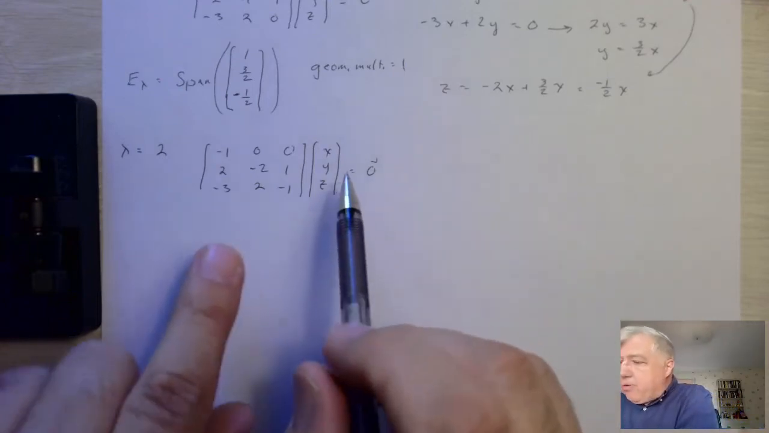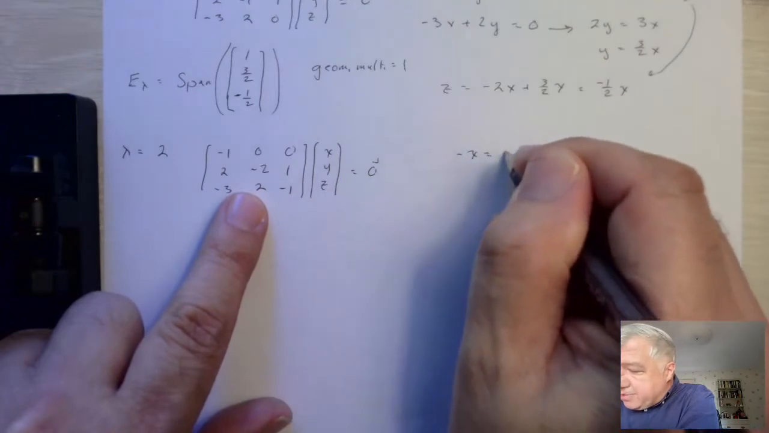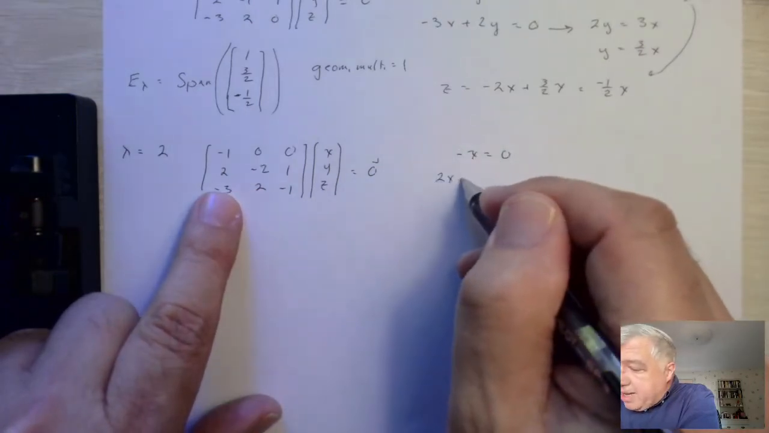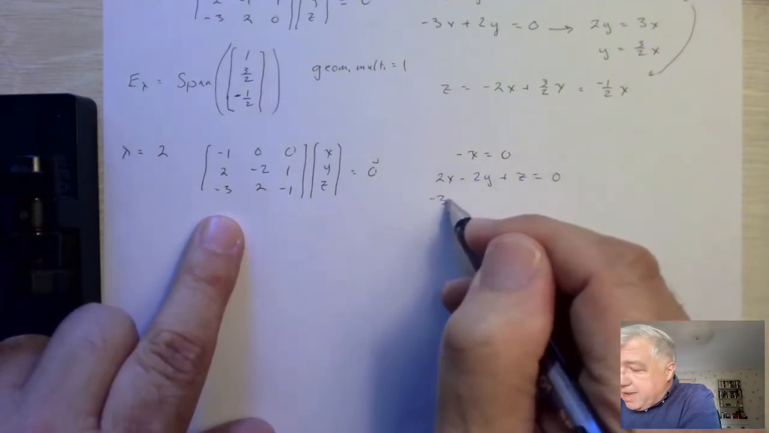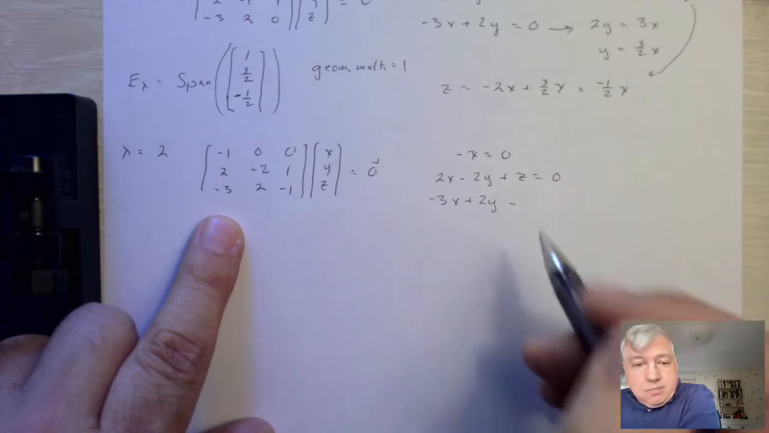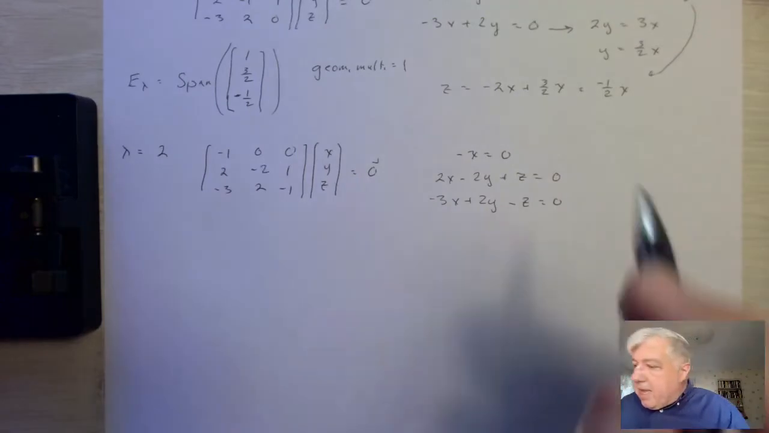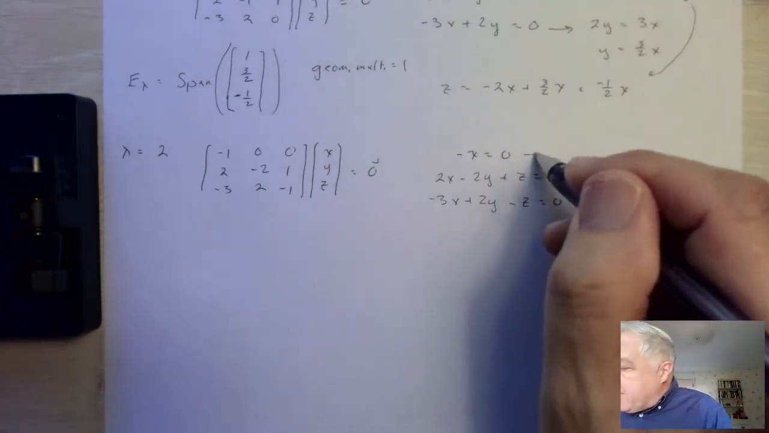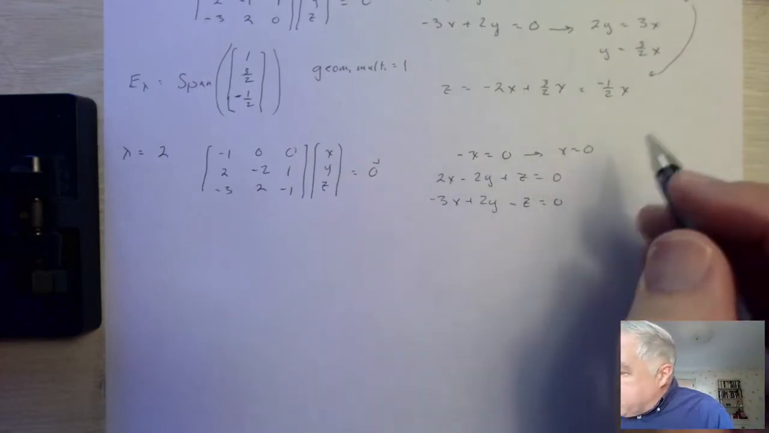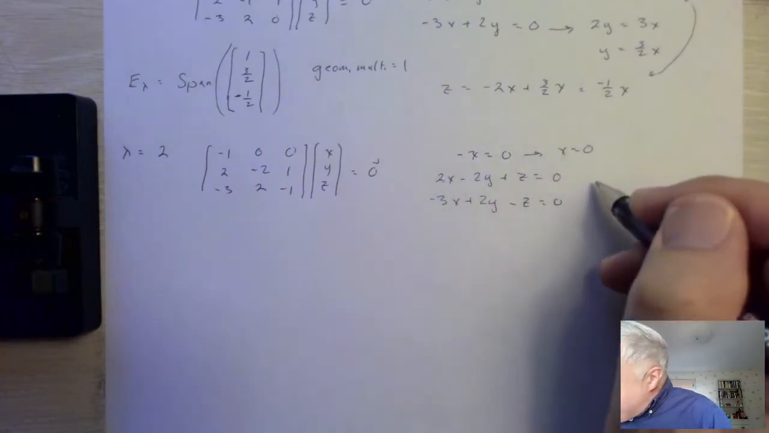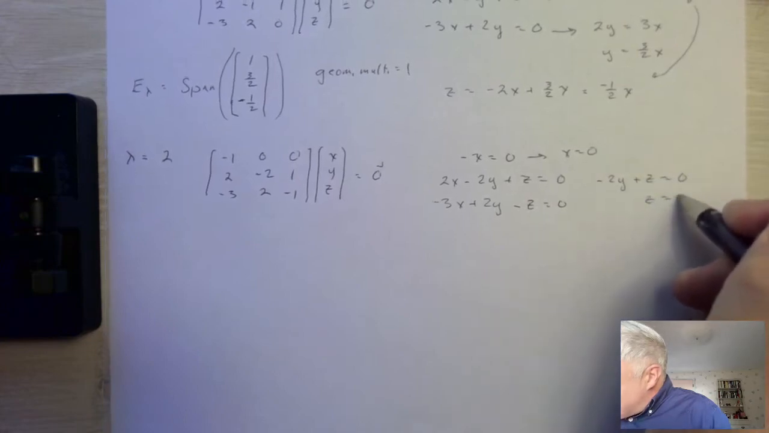Once again, let's write down the corresponding equations. This will be minus x plus 0 equals 0, so we get minus x equals 0. Then we get 2x minus 2y plus z equals 0, and minus 3x plus 2y minus z equals 0. We get a big help immediately here, because this tells us x has to be 0 no matter what. So this goes away, and we get minus 2y plus z equals 0, which means z equals 2y.